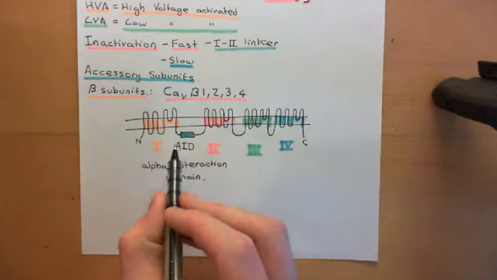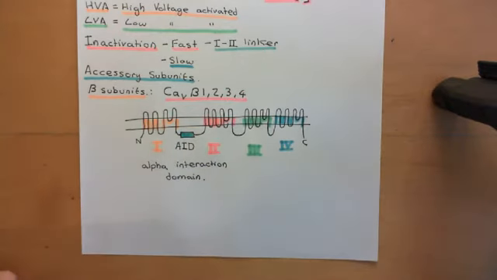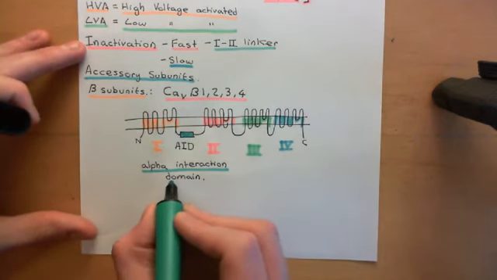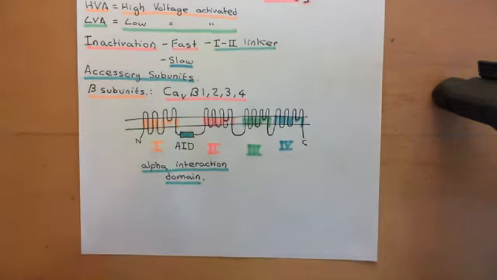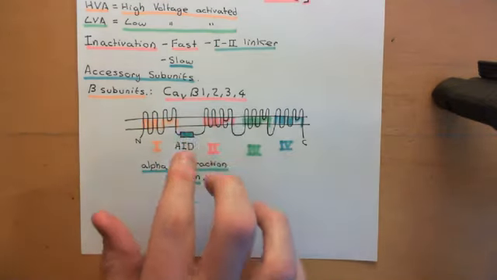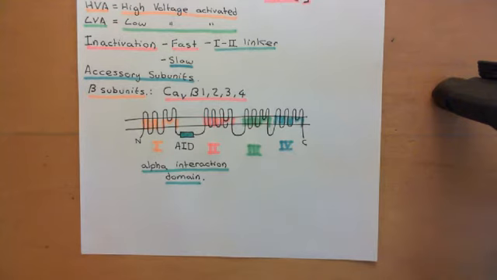Okay, so this is the interaction domain of the alpha 1 subunit that's going to interact with the beta subunit of the voltage-gated calcium channel, basically. So, voltage-gated calcium channel beta subunits are going to attach onto this alpha interaction domain here. Okay, and what's their function going to be?